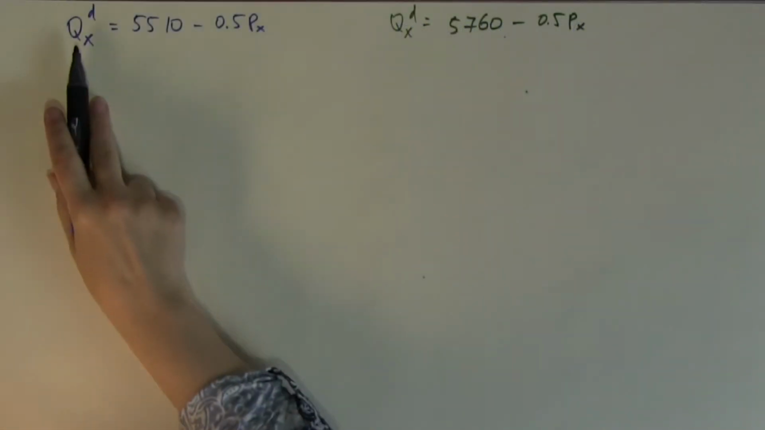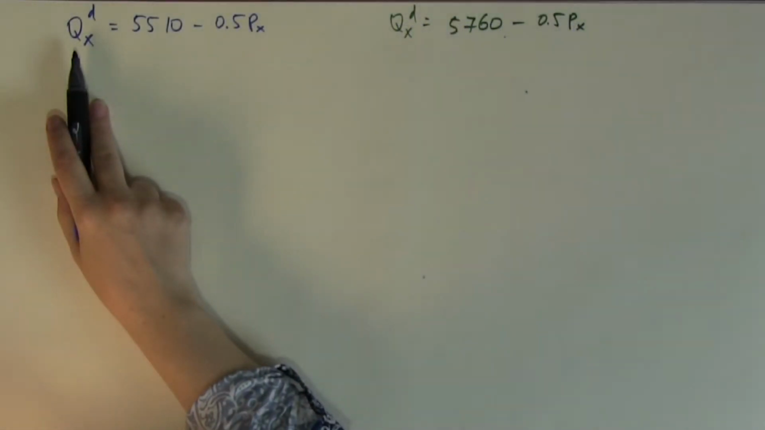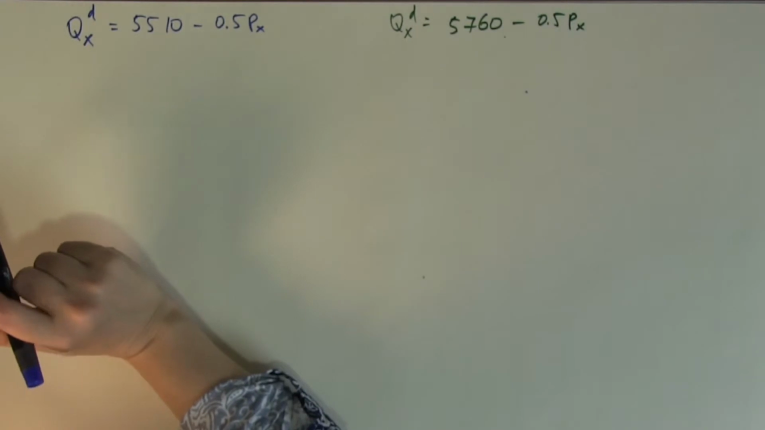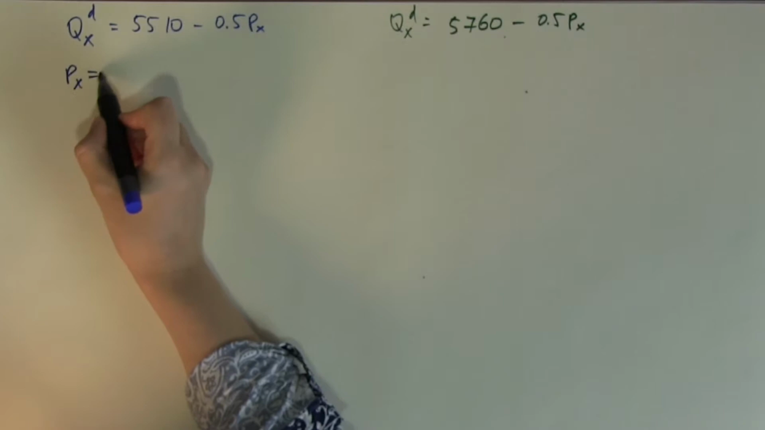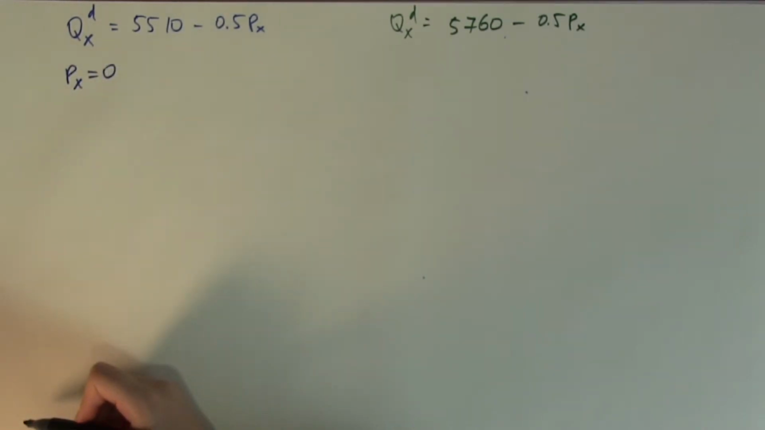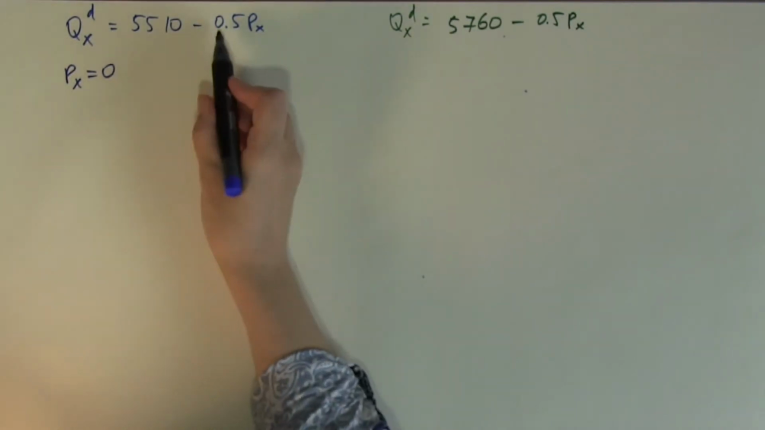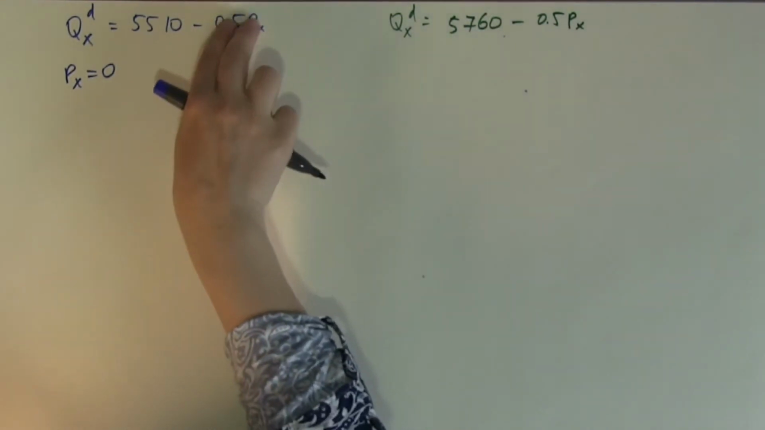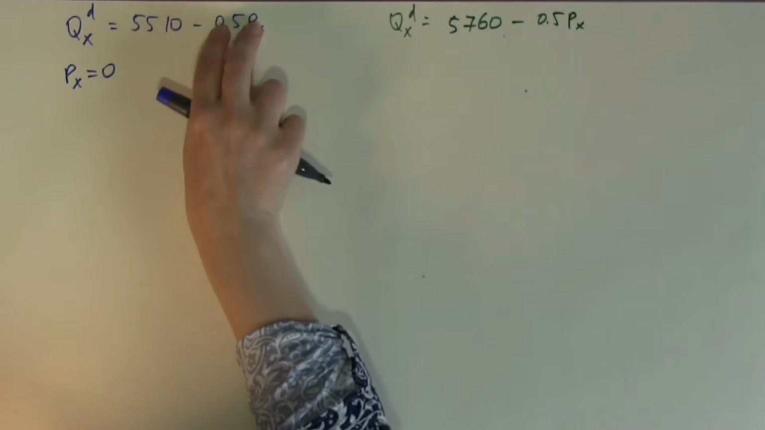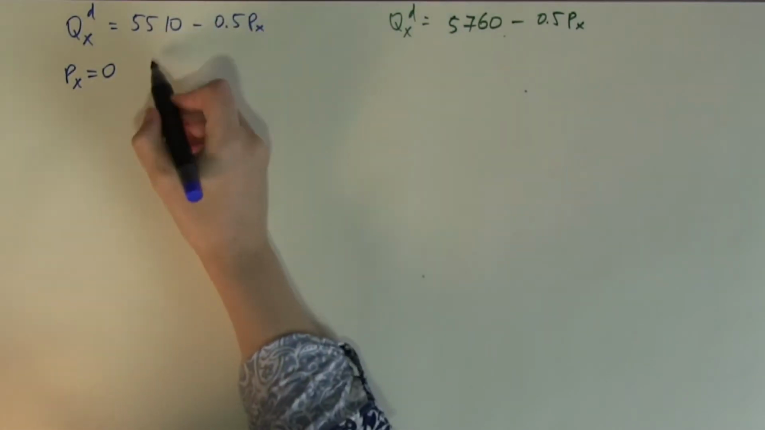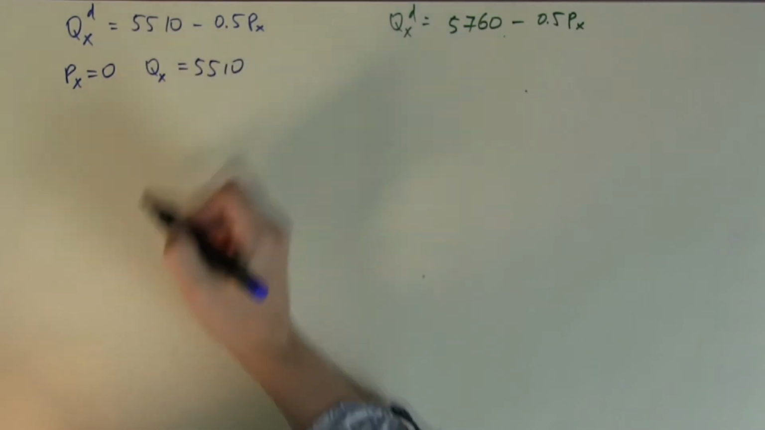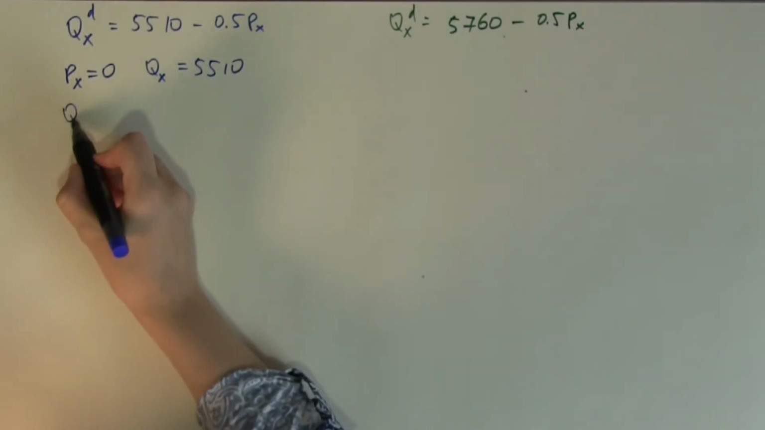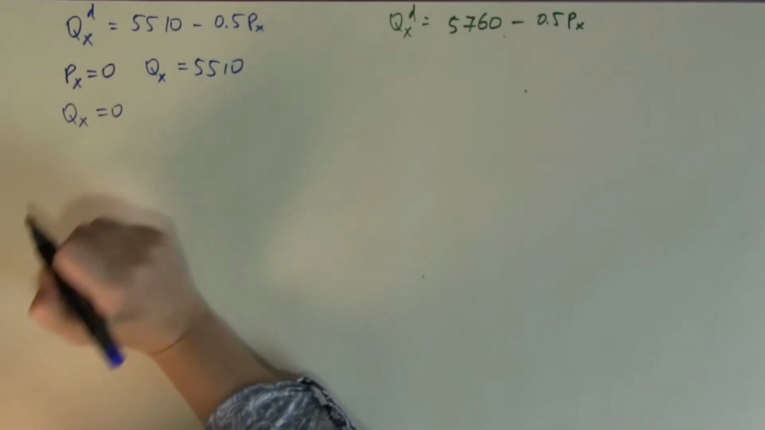Now, how can I draw a linear graph? Well, I can draw the two intercepts. So if I choose Px to be 0, what would be the Q coordinate? Well, if Px is 0, then this part disappears because 0 times anything is always 0, so that's easy. So Qx then will be 5,510. But what happens if I choose Qx to be 0?